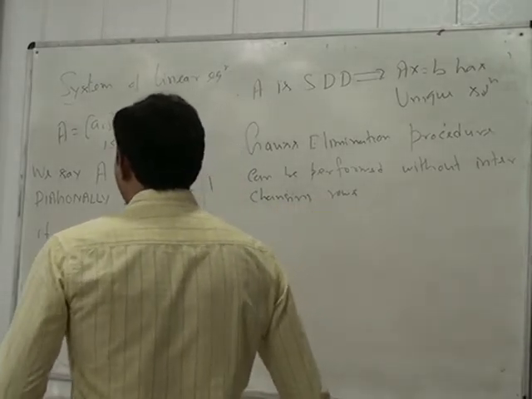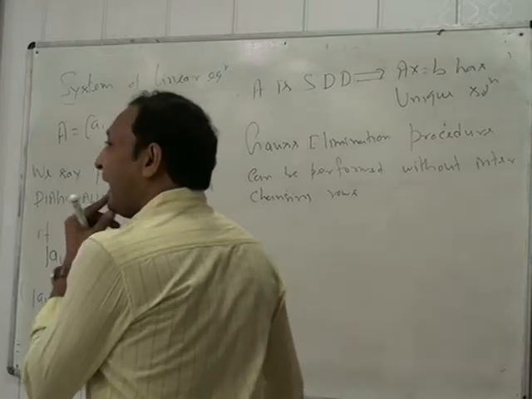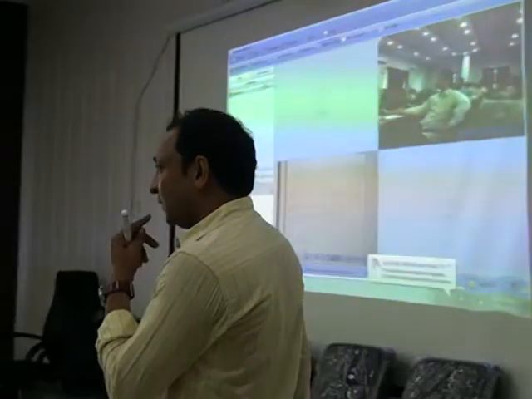So this is what the Gauss elimination method is about. It is not that you have to check only in the beginning. At each and every step you can check that it should be in SDD form.